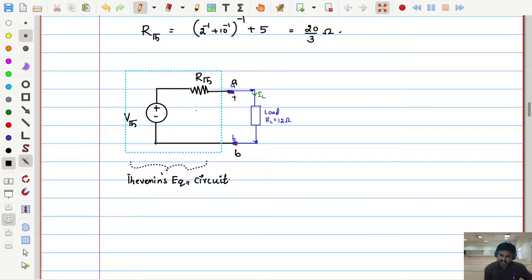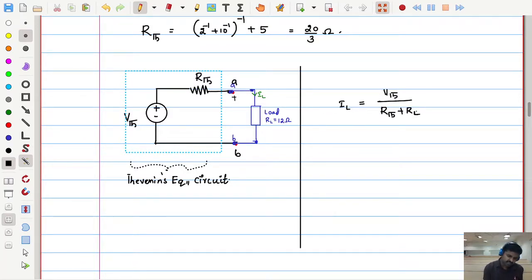Now, after getting Thevenin's equivalent circuit, we are connecting back our load, and now let us find how much is the current IL, the load current, if RL is known. So IL is equal to VTH divided by RTH plus RL.